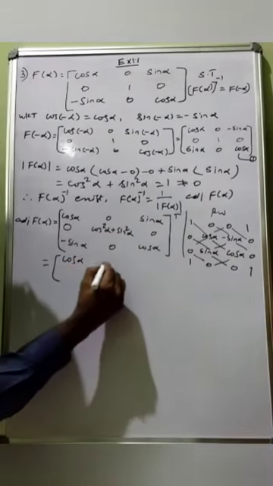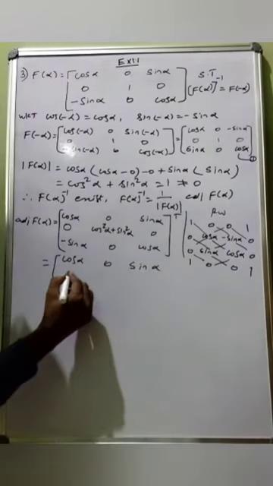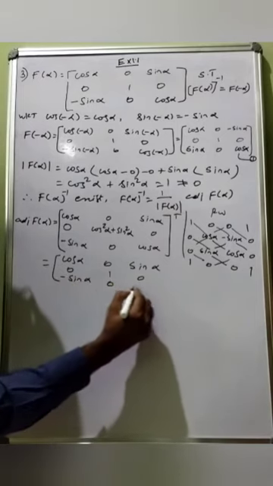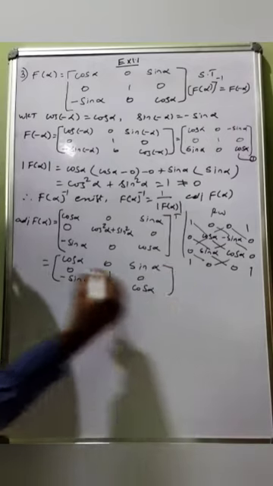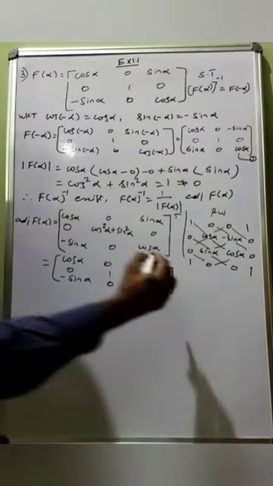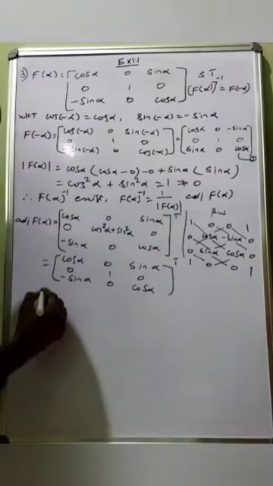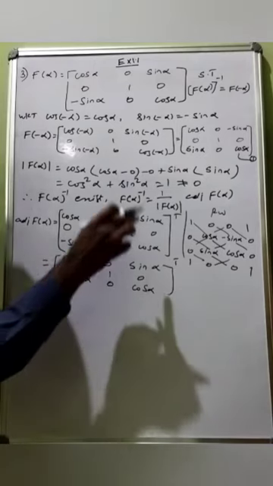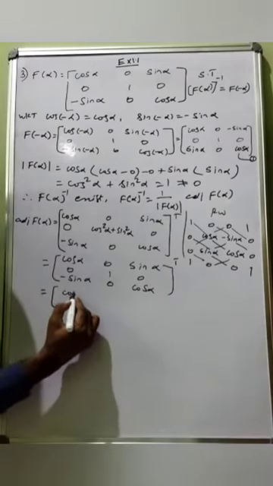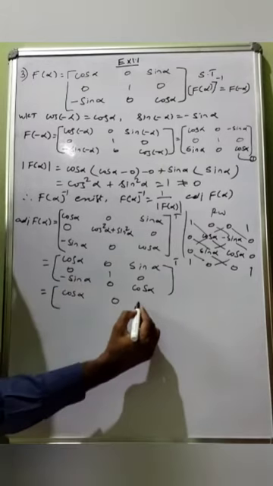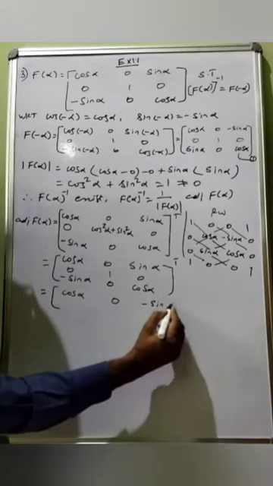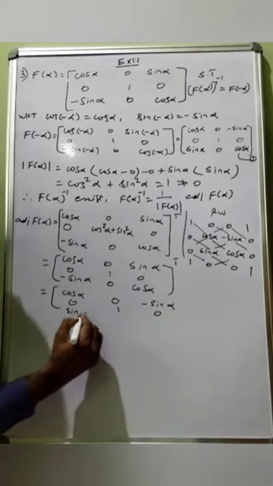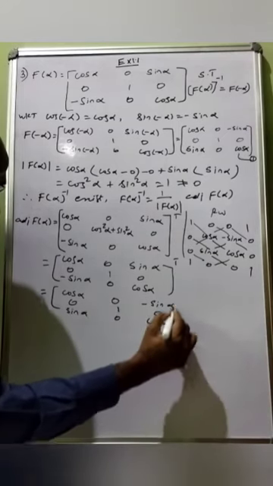Now see what we get: [cos alpha, 0, sin alpha; 0, 1, 0; minus sin alpha, 0, cos alpha]. It is the cofactor matrix of F of alpha. Here the transpose is needed, don't forget it. Now transpose this: the first row becomes the first column, interchanging rows into columns. We get [cos alpha, 0, minus sin alpha; 0, 1, 0; sin alpha, 0, cos alpha].